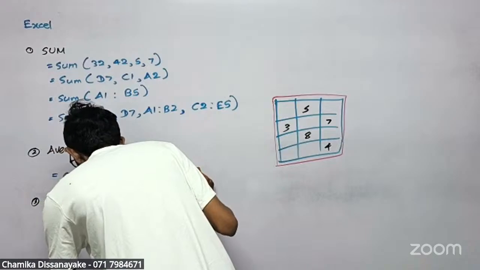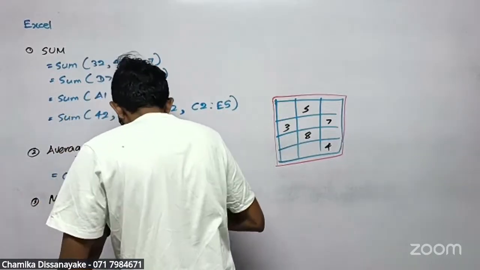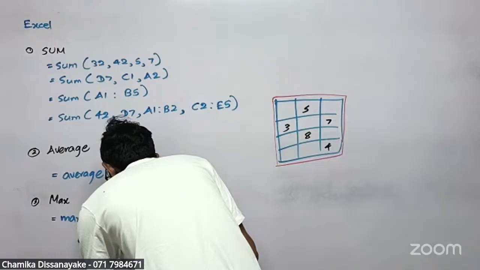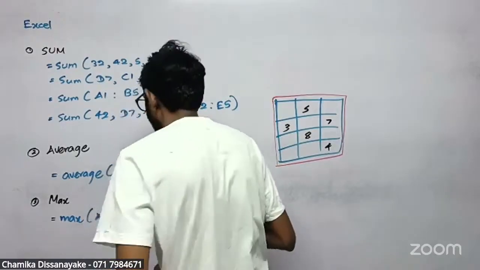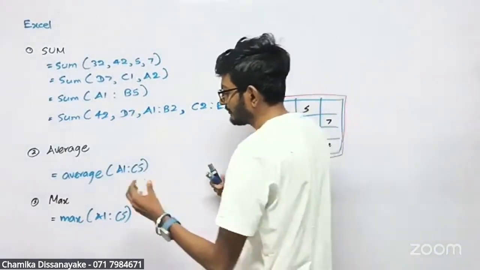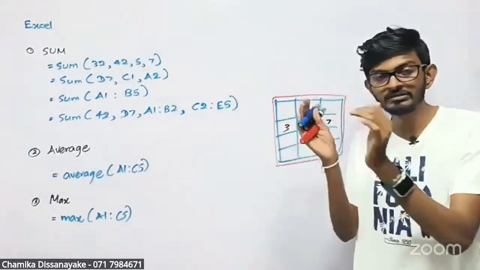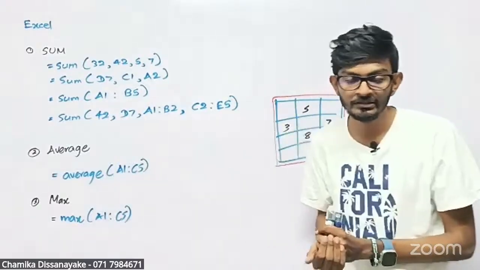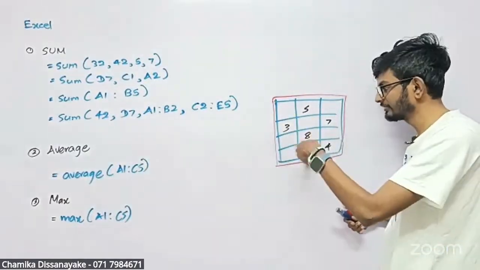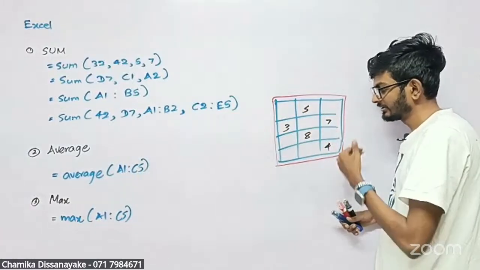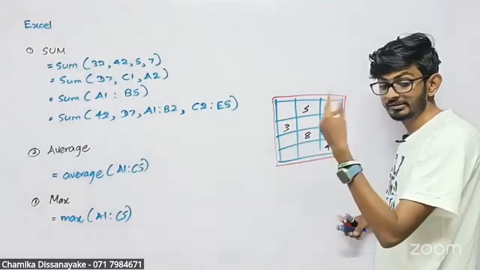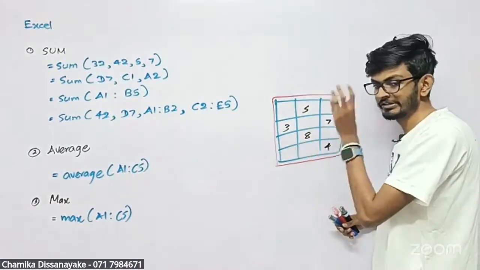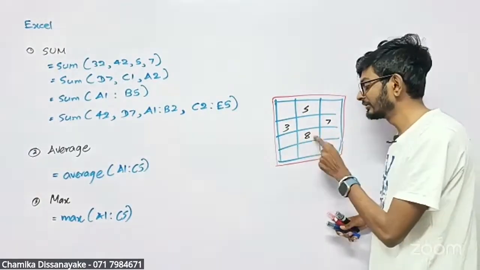Okay. So the next one is max. You can just write max and the cell range, A1 to C5. This will return the maximum number within that cell range. If we consider this range, the maximum number is 8, so it will return the number 8. It will return the number 8, not the cell name or cell address or anything like that.